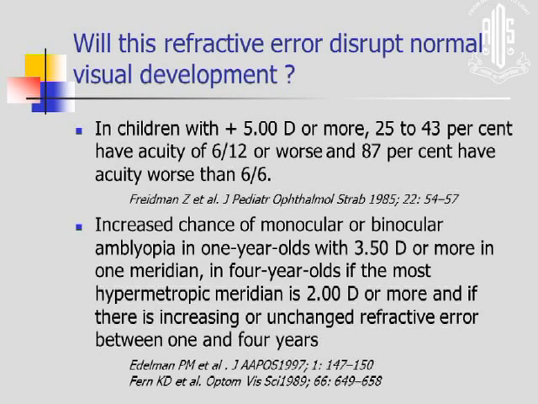So in the first year of life, the kind of magic figure which you are looking at is something like 3.5 to 4 diopters or more of isometropic hyperopia. Those are the children where you need your antennas up, and you need to look at these children very carefully and at least partially correct them if possible.